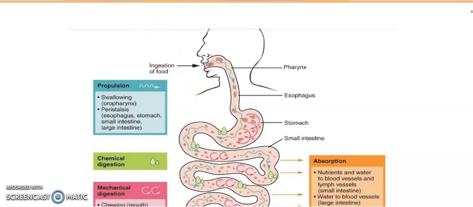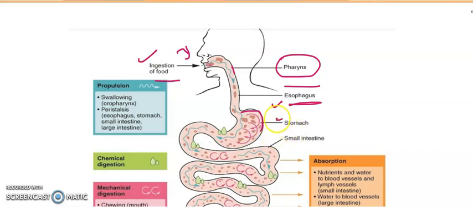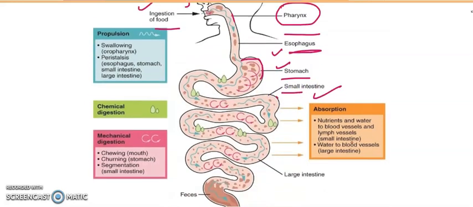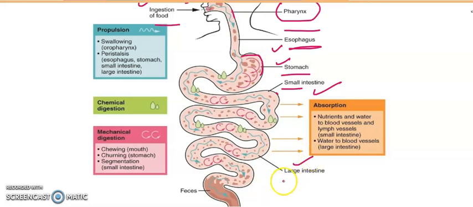Here you can see, for example, we ingest food with the help of our mouth. So ingestion of food is through the mouth. Here you can see a structure which is the pharynx. After that you can see the esophagus, then a J-shaped bag-like structure which is called the stomach. And then what is opening here? Your small intestine. After that there is the large intestine.